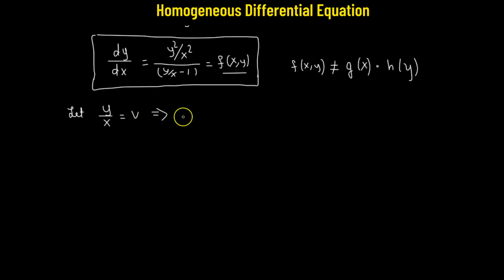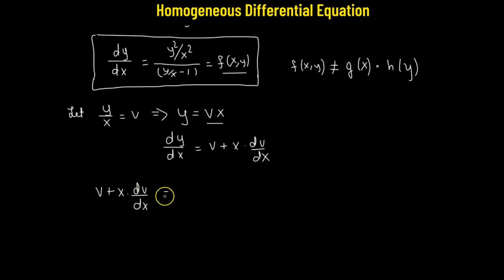So y over x equals v is also y equals v times x. Differentiating both sides with respect to x gives us dy over dx equals v plus x times dv over dx, where we have applied the product rule to differentiate v times x. Let's rewrite the differential equation: v plus x times dv over dx equals, since we have y squared over x squared in the numerator, v squared divided by v minus 1.